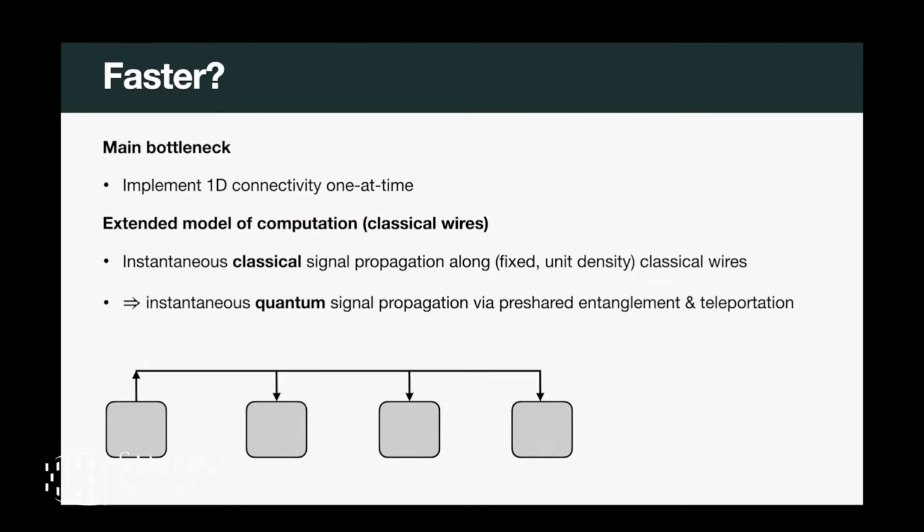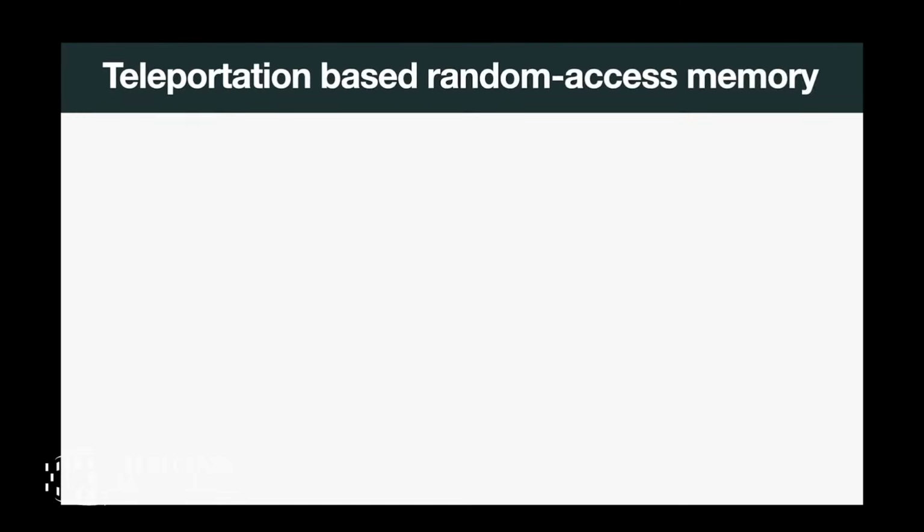And then, using that, you can have instantaneous quantum signal propagation. The idea is you just pre-share your entanglement, and then you run some teleportation protocol. Cool. So now if our operands are far apart, we could hope to teleport them close together. And that's what we're going to do. So we're going to build a random access memory. And by random access, I mean in the more traditional sense. I don't mean QRAM, where I have classical addresses, and I want to get some qubit here, some qubit here, and pull them out.